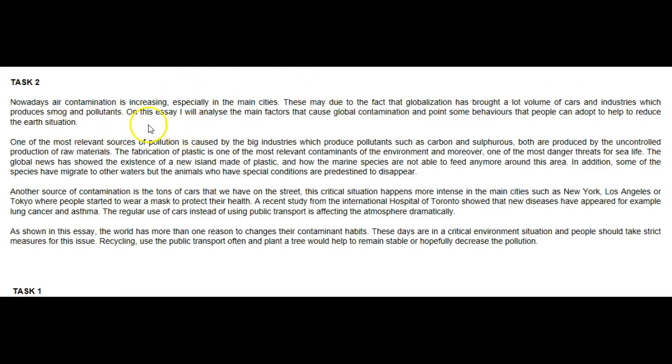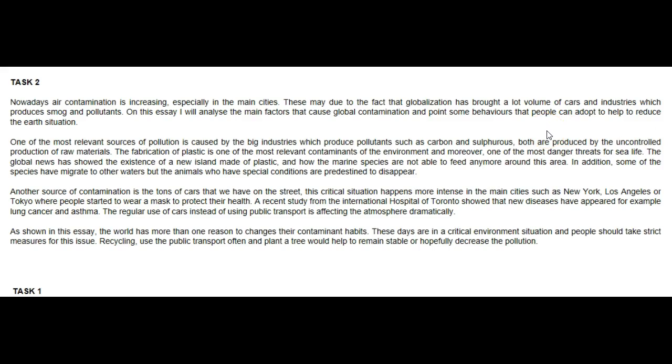In this essay, I will analyze the main factors that cause global contamination and point out, here you need an out, some behaviors that people can adopt to help reduce the Earth situation. Let's change this to reduce the effects on the Earth, to reduce the effects of this problem, something like that, all right?